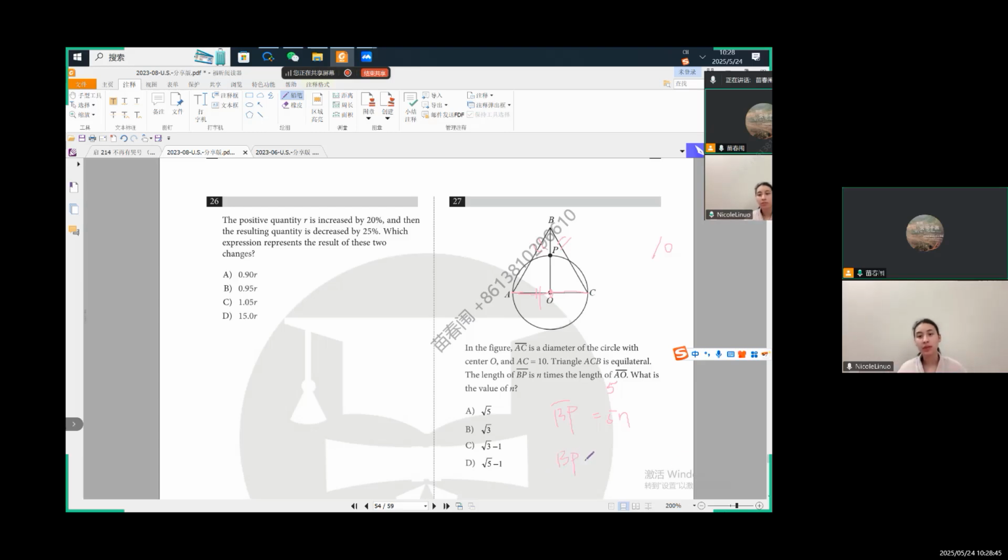Well, you know that BO should be 10, right? You said BO is 10, right? Yes. Wait, I have a question. How do you know BO is 10? Because the triangle is equilateral, so all three of the lengths are the same, right? Yeah, let me mark all three of them so I can see better. Which means this is a 10. So this is a 10, this is a 10, right? Oh, wait, I'm stupid. Yeah.